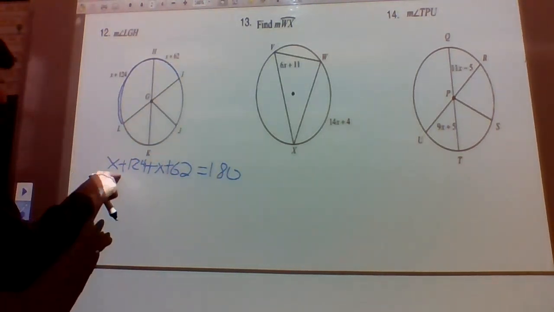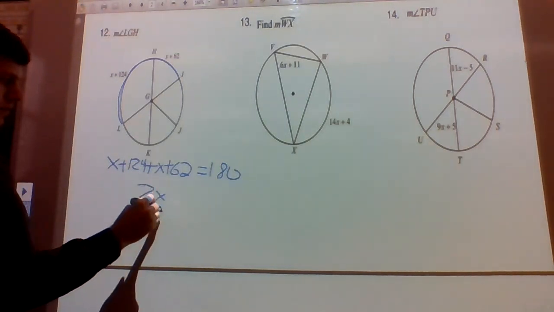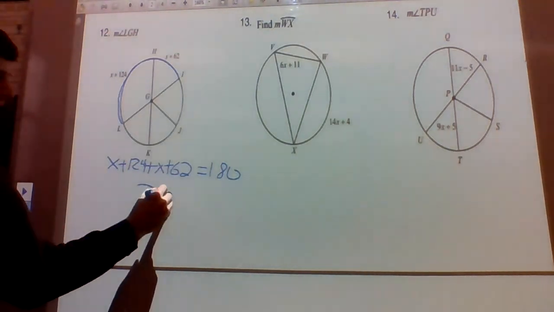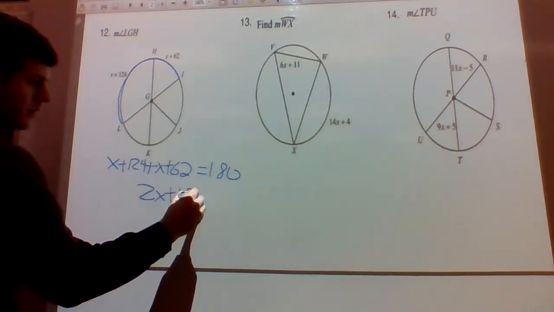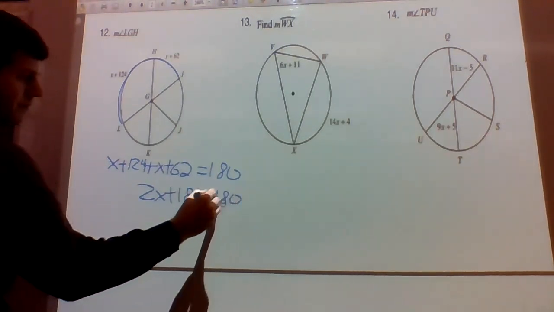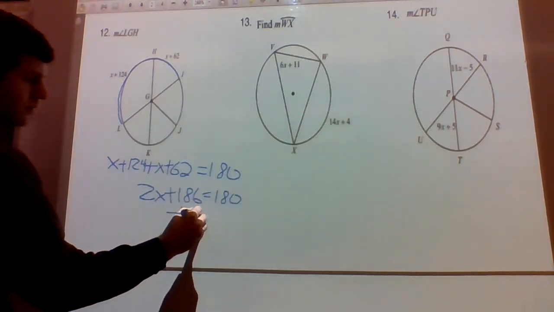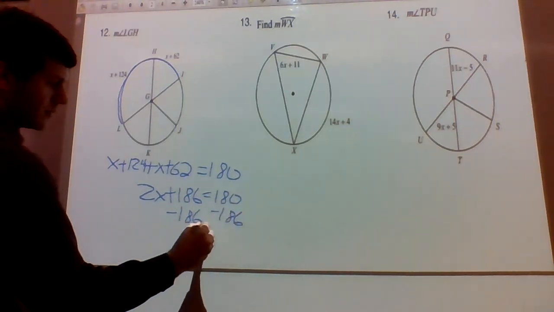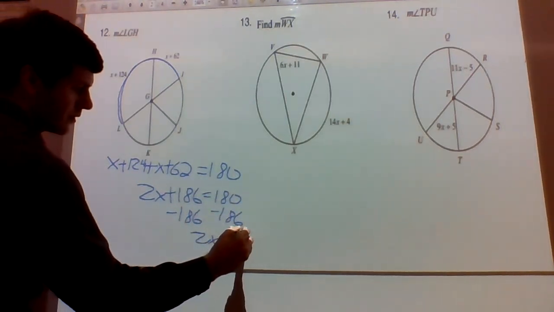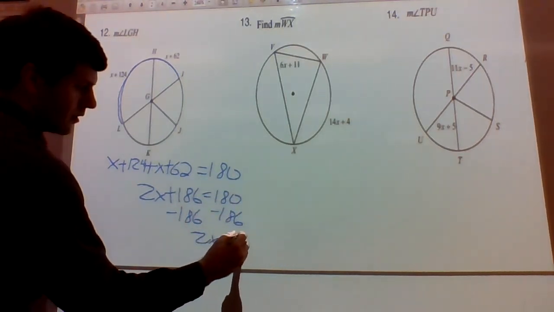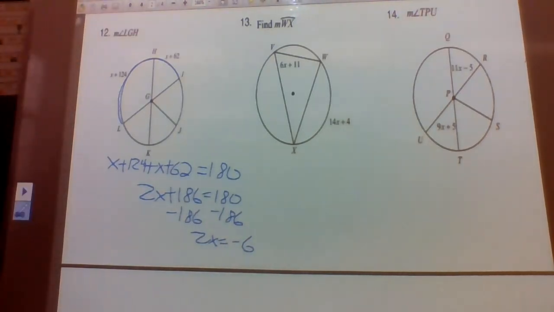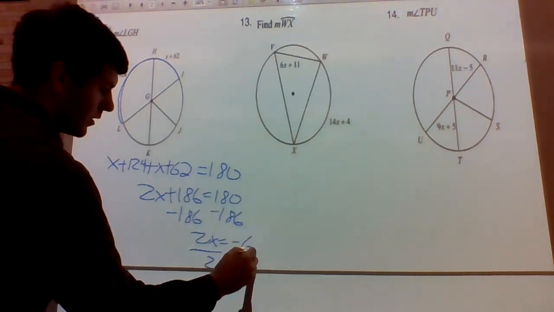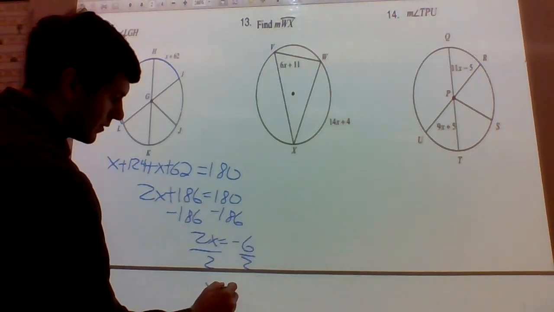Combine like terms, we have 2x, plus 186 equals 180. Subtract 186 from both sides. We get 2x equals negative 6. And we can divide both sides by 2, and we get x equals negative 3.